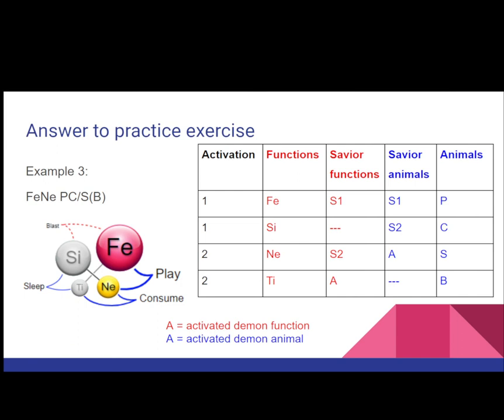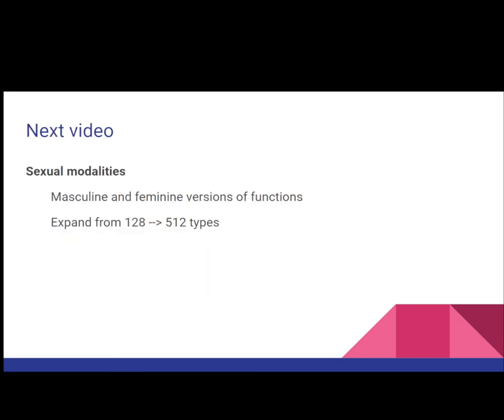I hope that makes more sense, and you can see the nuances between the different types. We have one more video to go in this introductory series, and it's going to cover the sexual modalities, where we're going to be looking at masculine and feminine versions of functions. That's going to expand the number of types from 128 to 512 types. So stay tuned for that video.